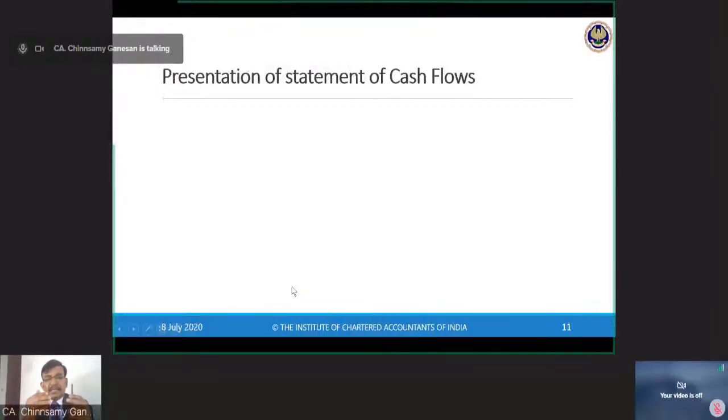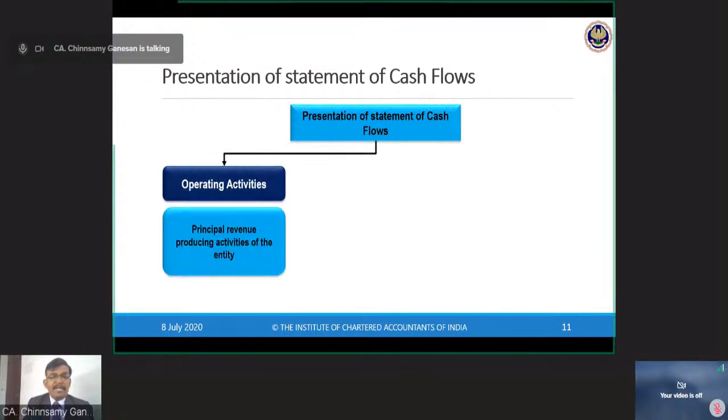Let us go into the presentation of statement of cash flows. As we have already seen, it has to be presented in operating activities. We said principal revenue generating activities of the entity. I have given a lot of examples, and why examples are important is that the principal revenue producing activity depends on the nature of business of the entity. For example, when I am saying interest income for a trading company, that is nothing but investment in a fixed deposit. So interest income is also arising out of investing activities, not from the core activities.